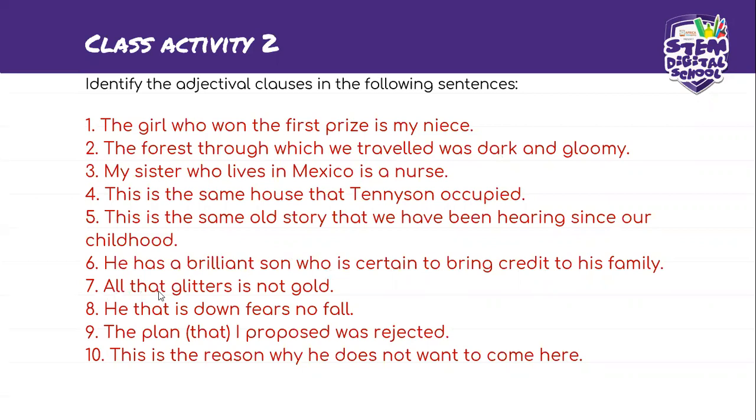Then number 7, all that glitters is not gold. That glitters, sir. That glitters, okay? Yes, so that is correct, Natalie. That glitters is the answer to number 7. Then let's go to number 8.